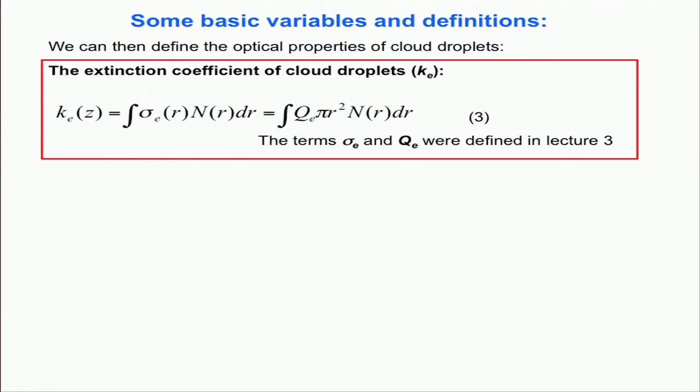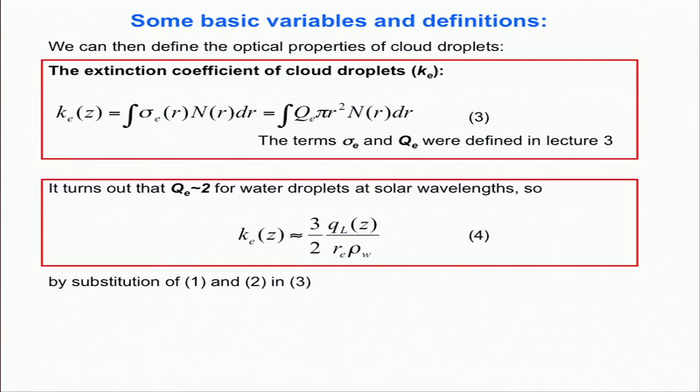So what is the extinction coefficient of cloud droplets? Well, remember, it's the product of the number of droplets of a particular size times the extinction cross-section sigma, which we can write in terms of the extinction efficiency QE, which we defined in a previous lecture. Now, if you put liquid water droplets into a Mie scattering model, typical sizes, refractive index of water, it turns out that QE is about 2 for solar wavelengths. So let's put 2 in that equation. So KE we can simplify to 3/2 QL over the effective radius times rho W.